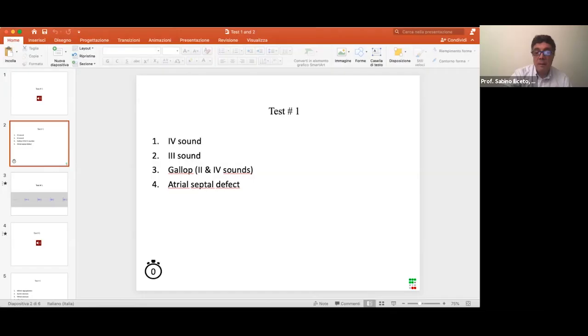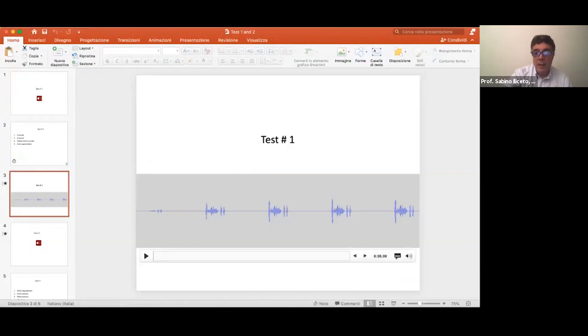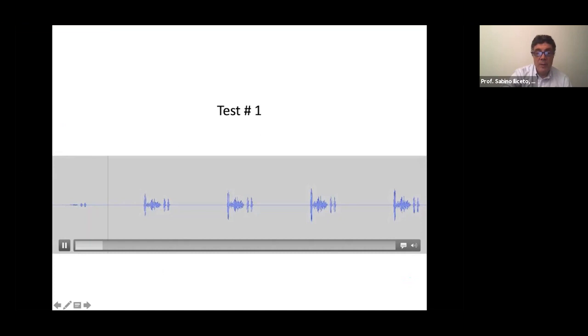And okay, this is the result of the test. The large majority of those that took the test were convinced it was among two possibilities, either the sounds, let's say, or atrial septal defect. So let's return now to the explanation. Okay, so this is the explanation, and this is the phonocardiogram.